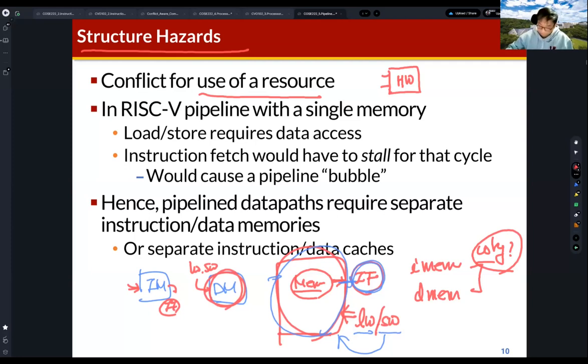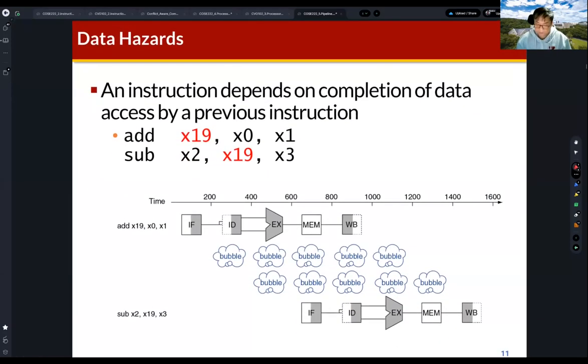So actually, in the pipeline architecture, we also assume there are two memories, the instruction memory and data memory. So the structure hazard is not observed. But if we use only one memory, then we can observe structure hazard. Okay. So let's think about the data hazard.